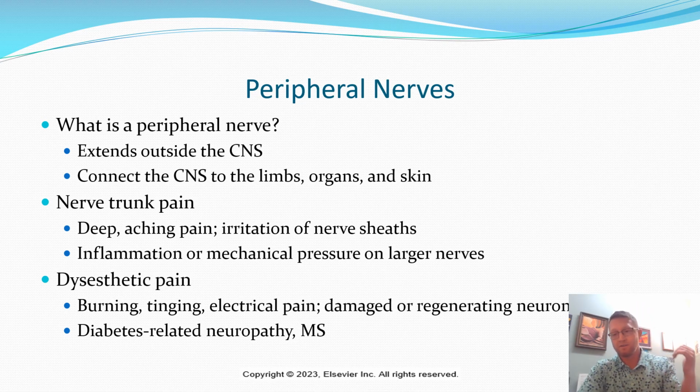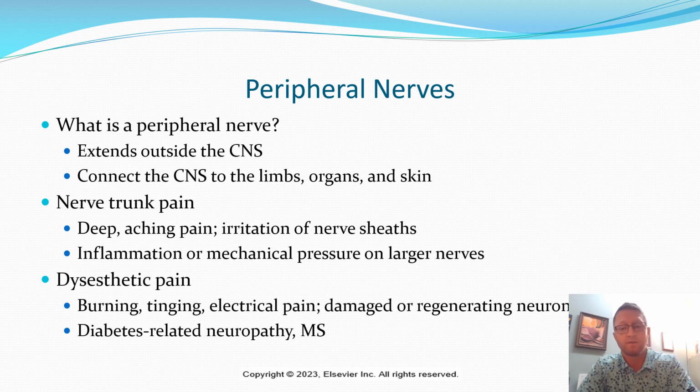So when you go back to the very beginning of this PowerPoint, I showed you the herniation and the disc, right? That herniation can cause mechanical pressure on those larger nerves as they exit that intervertebral foramen, causing what we may experience as nerve trunk pain, deep aching pain.